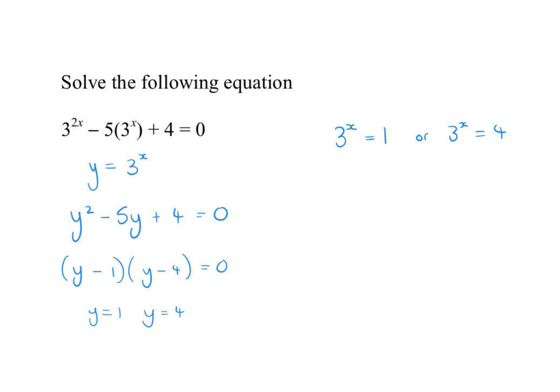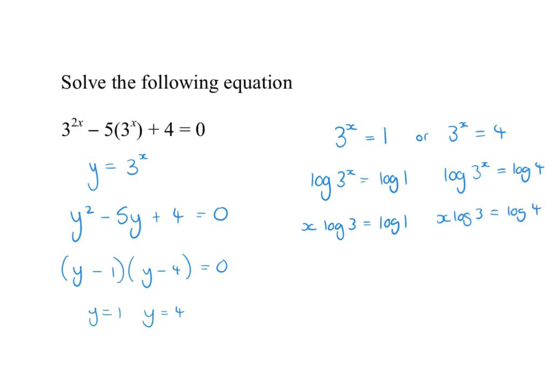For my first one, I'm going to take logs of both sides. I'm going to get log 3 to the power of x is equal to log 1. And on the second one, I'm going to get log 3 to the power of x is equal to log 4. Now I'm going to use my power rule to bring down those powers. So x log 3 is equal to log 1, and x log 3 is equal to log 4. Lastly, I can divide by the log 3's to leave my x on its own.